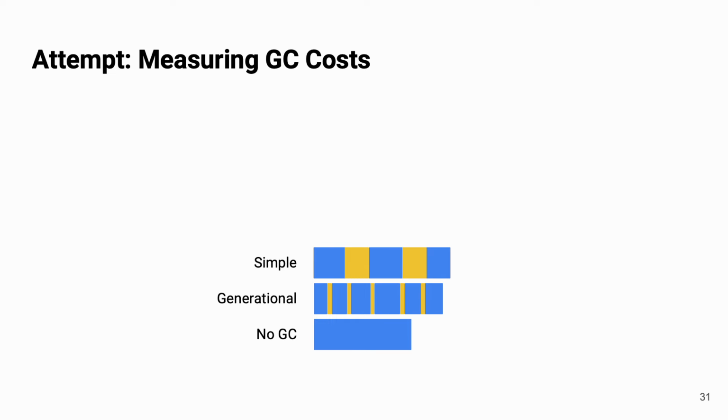So first, let's look at what not to do when measuring the cost of GC. A straightforward approach is to figure out when the GC starts and ends. And we mark all the costs during GC time in yellow, and the rest is just application. Simple, right? So at the top, we have a very simple GC. Every time the heap is full, the GC has to traverse the entire heap. So you see these two long yellow blocks.